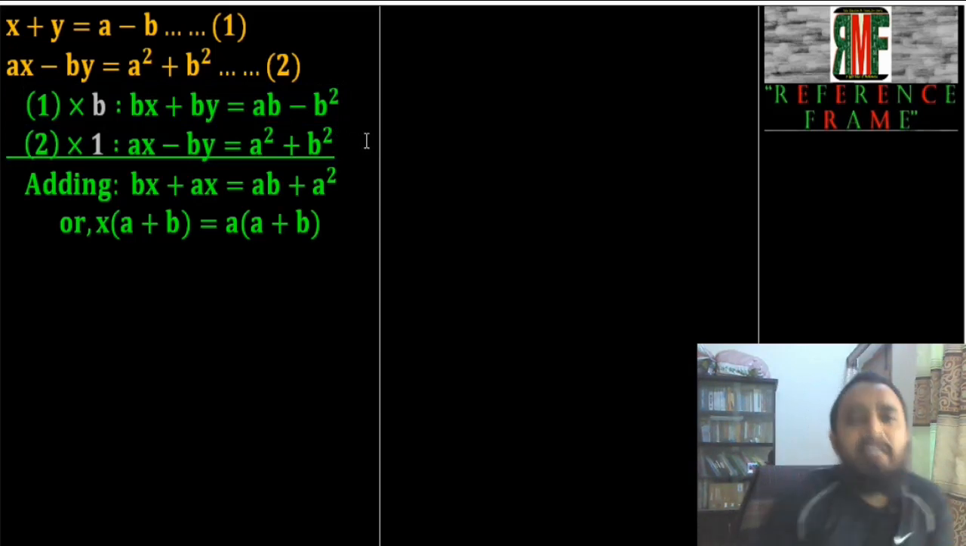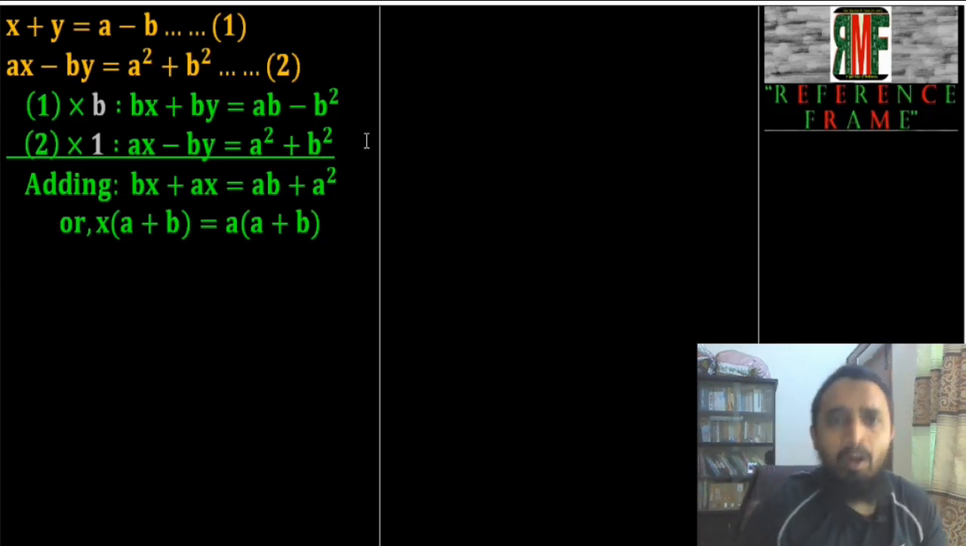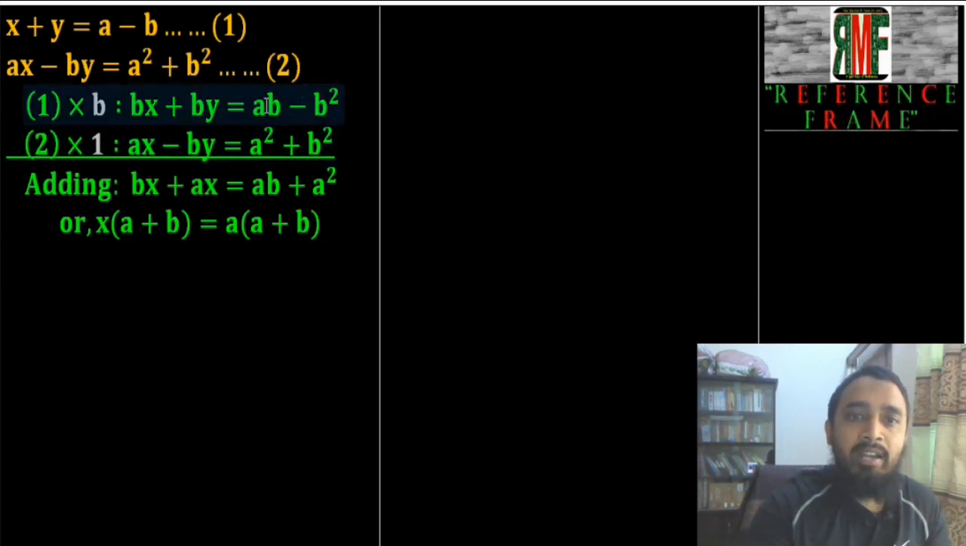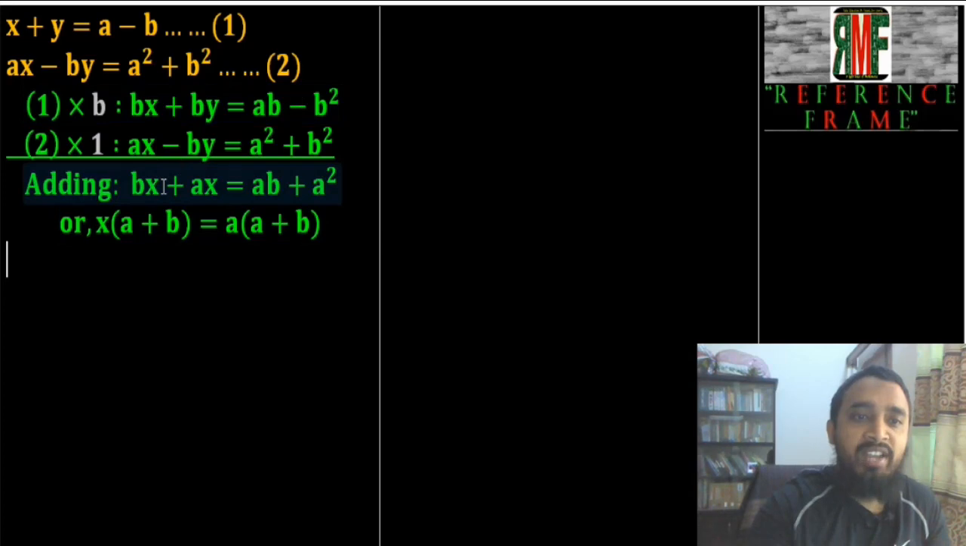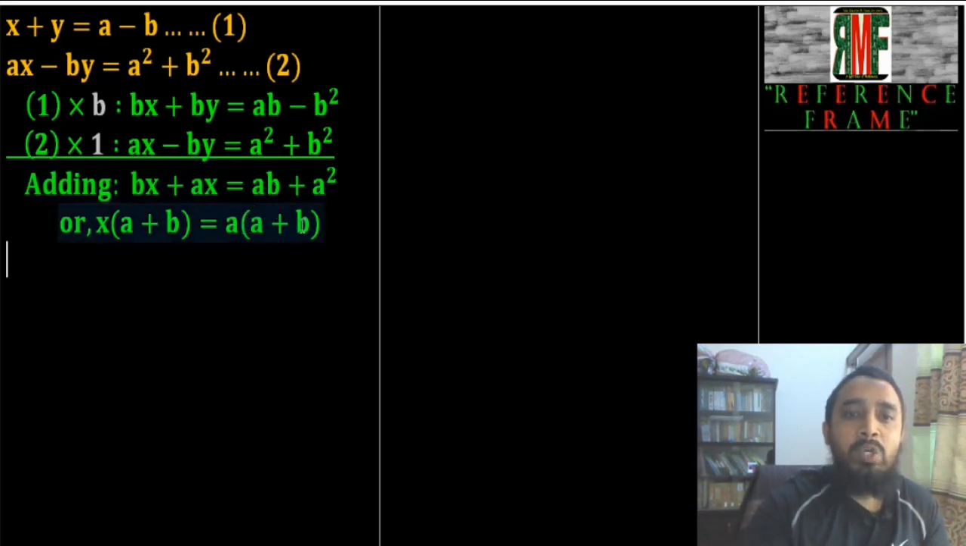So what is the additive inverse? If you didn't know, please get back to class 6, because it is taught in class 6 or in the lower grades. So on the right hand side, by omitting them, what are you going to get? ab plus a square. Now we can take common x on the left hand side, and by taking common x, you're going to get x into a plus b, and on the right hand side we take common a, and we're going to have a into a plus b.